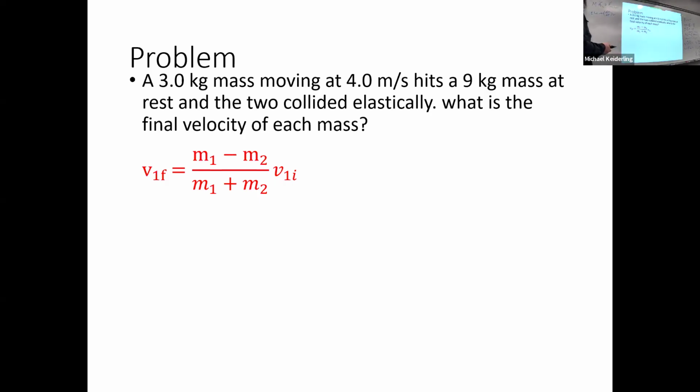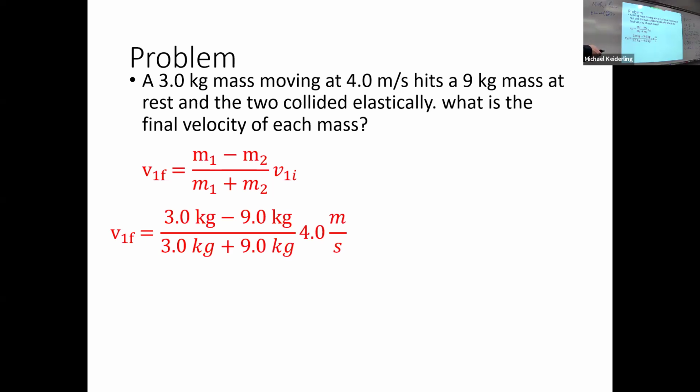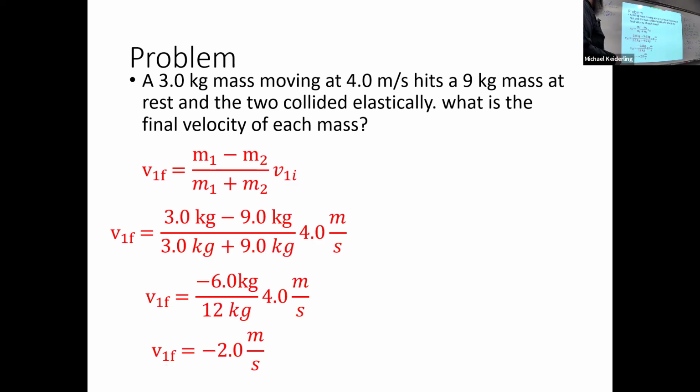So with one mass moving and the other mass at rest, V1 final is going to be mass 1 minus mass 2 over mass 1 plus mass 2 times V1 initial. So 3 kilograms minus 9 kilograms over 3 kilograms plus 9 kilograms times 4 meters per second. That's minus 6 kilograms over 12 kilograms times 4 meters per second. So that's minus a half, minus 2 meters per second.